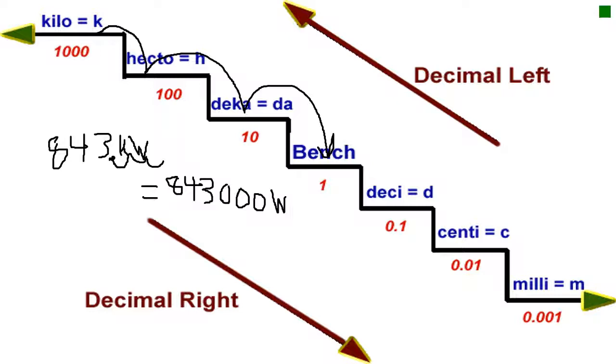Just remember, if you're going from the basic unit up to a bigger unit, then you're going to move your decimal place over to the left, and that's equivalent to dividing by 1,000. If you're going from a kilo right back down to the basic unit, then that's equivalent to multiplying by a factor of 1,000.